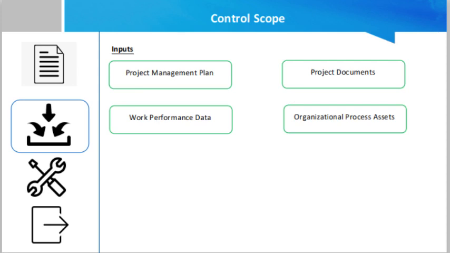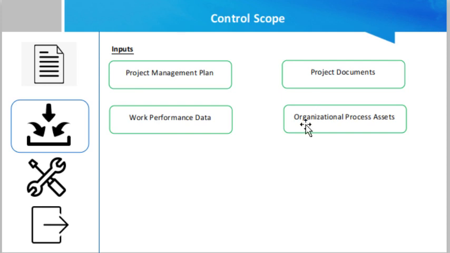Next is the work performance data. Friend, work performance data is a method that documents the number of change requests received, the number of approved changes, and also the number of project deliverables completed.